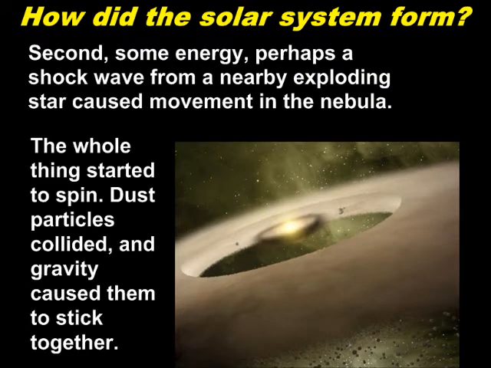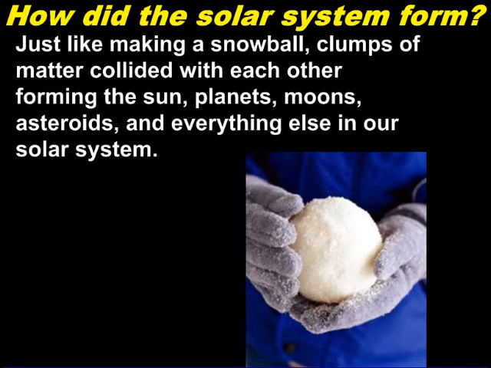The nebula is going to start moving, and it's probably going to start moving because of a shock wave from another exploding star nearby. And once it starts to move, it's going to spin, and dust particles are going to start colliding with one another, and gravity causes them to stick together. It's no different than forming a snowball. Bit by bit, chunks stick together, and as they grow and grow, we get all the objects in our solar system, including the Sun, planets, moons, asteroids, and comets.